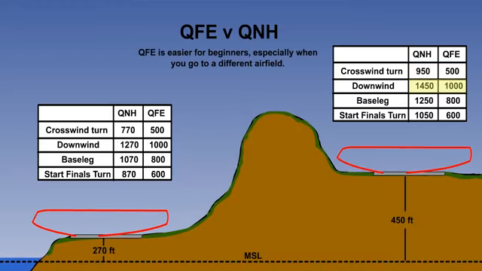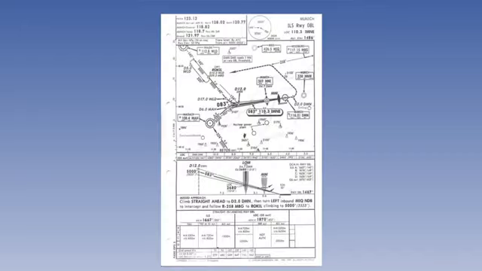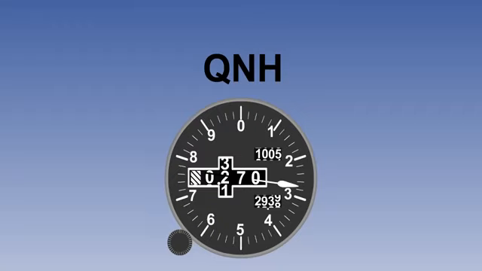At an airport we can use QFE. This is easier for beginners. QFE is the subscale setting that will cause the altimeter to read 0 when the aircraft is on the ground. The 0 datum is the airport elevation, not sea level. We can also use QNH. This is generally used by airline pilots. QNH is the subscale setting that will cause the altimeter to read the airport elevation when the aircraft is at touchdown.